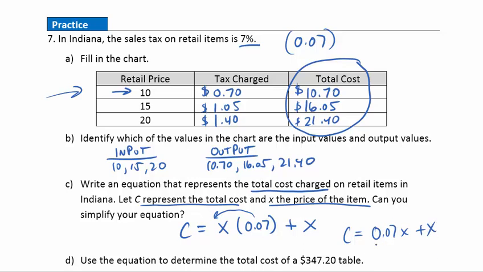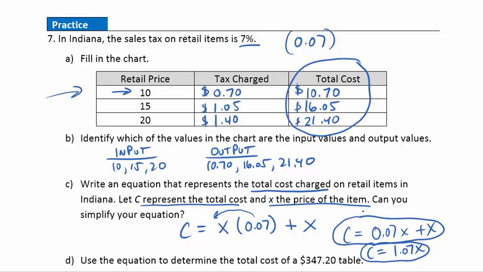Now, if you really wanted to get fancy, you don't have to do this. This is a fine answer right here, but these are like terms. This is a 1x, this is a 0.07x, so you could have simplified this equation right down to this. And some people do use an equation like that to calculate tax. 1.07 times the price of the item. So either of these equations would have been fine.